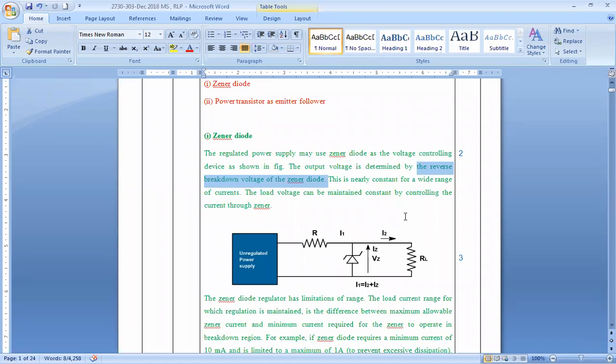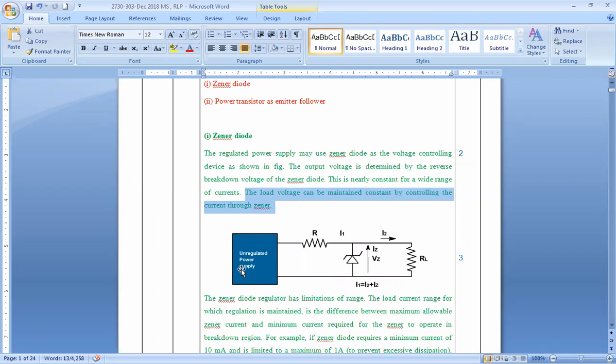Usually we use diodes in forward conduction, right? And we bias it, we do a positive bias, and then we utilize the components. But here we are trying to make use of the Zener diode in its reverse breakdown mode. This is nearly constant for a wide range of currents. So that's the reason we pick the Zener diode. The load voltage can be maintained constant by controlling the current through the Zener diode.